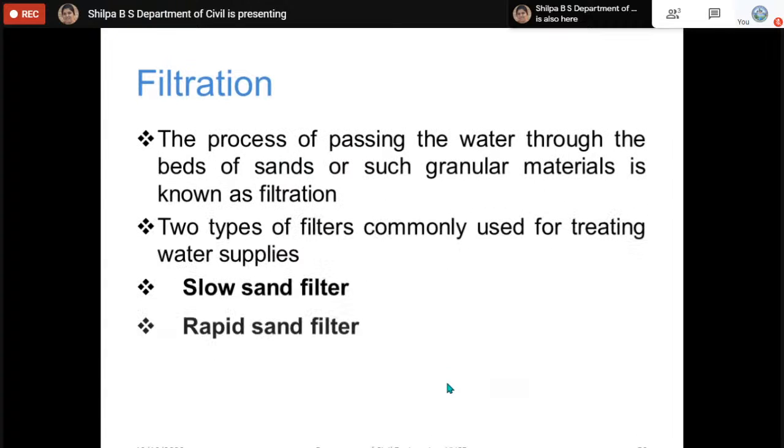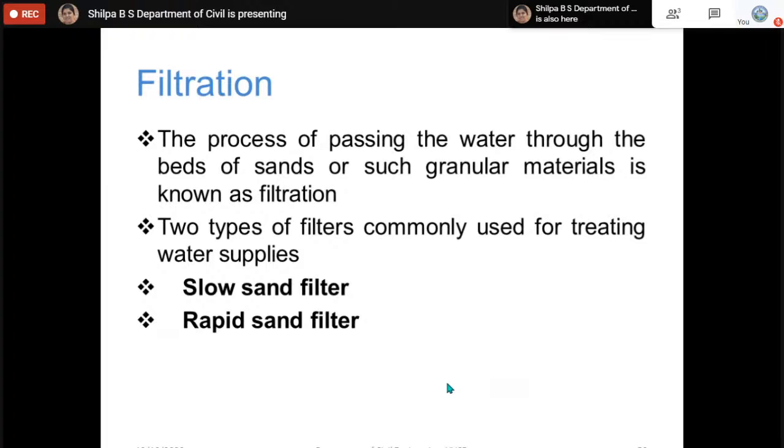So coming to the filtration. Filtration, as you all know, is the process of passing the water through beds of sand so that whatever remaining impurities can be removed. Two common types of filters used in water treatment plants are the slow sand filter and the rapid sand filter. One more type, the pressure filter, is also used, but generally it is used in swimming pools. Whatever may be the type of filtration unit, the mechanism will remain the same.